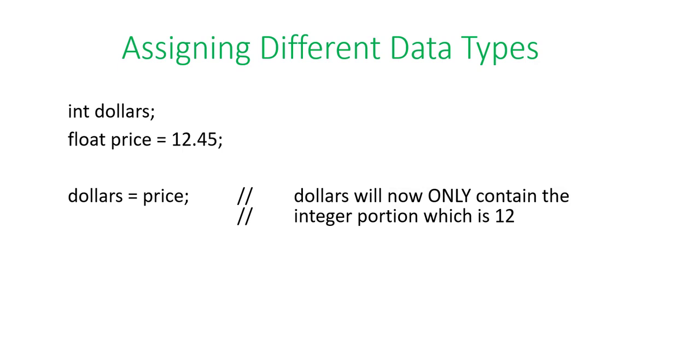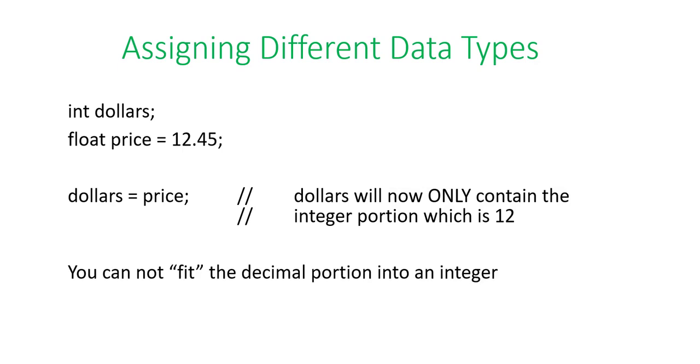Dollars will only contain the integer portion, so in other words, just the 12. Okay? You can't fit the decimal portion into an integer, so it gets lopped off. If it were 12.99, you would still only get 12. It does not round. It does something called truncate, or cut. It cuts it at the 12, fits it into your integer, and calls it a day.